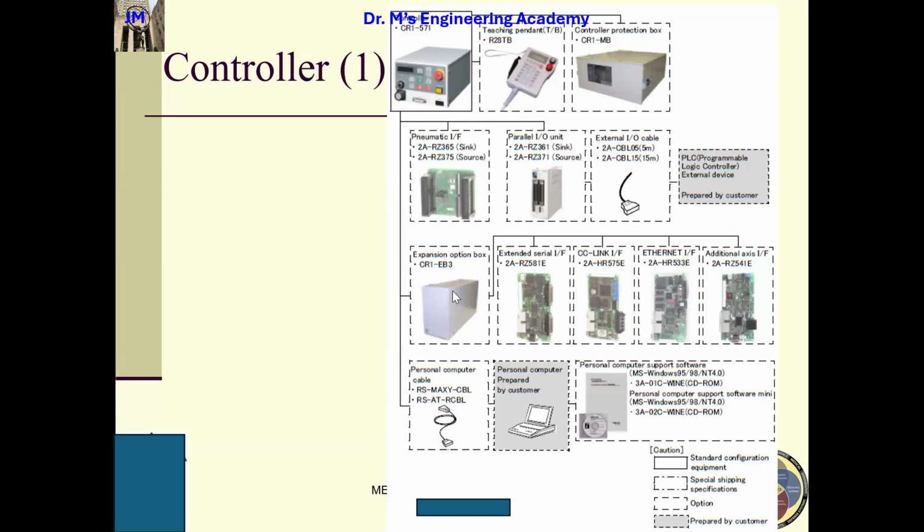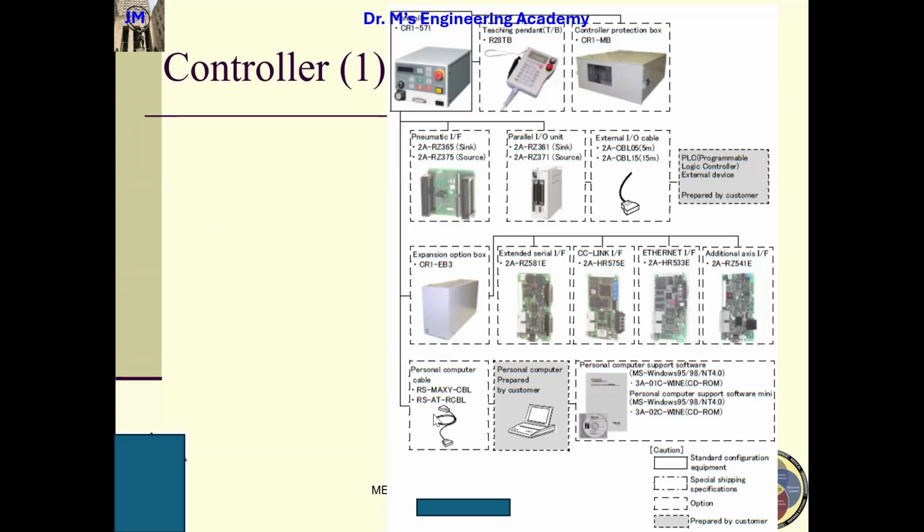And here is the expansion option box. If you want to have multiple controllers, you can do that. You can extend your industrial robot by inserting several different microcontrollers. And this is the interface, a link, and this is the internet connection. This is the additional access, and if you want to upgrade your industrial robots, you can use this card.